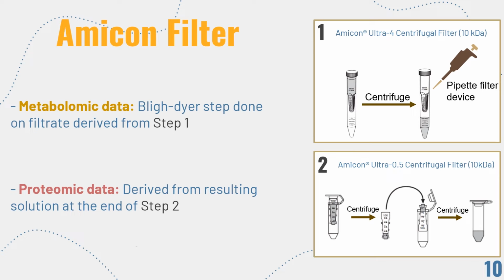After performing a literature search and consulting with other researchers in the field, we determined that the 10 kilodalton molecular weight cutoff for the Amicon filters was best based on the typical size of most salivary proteins. To obtain a sufficient amount of protein sample so that it can be read by the LC-MS, we started with 4 milliliters of saliva and then used 2 rounds of Amicons to allow us to get to the necessary protein concentration for our proteomic data. A blind elution step was done on the filtrate derived from step 1 to give us our metabolomic data.